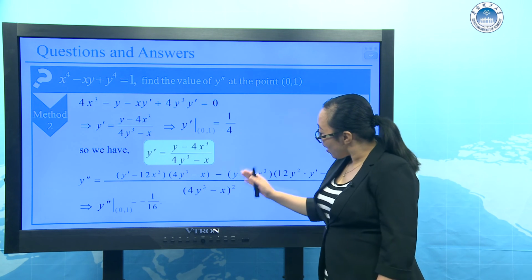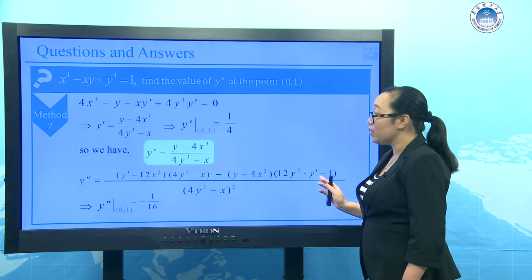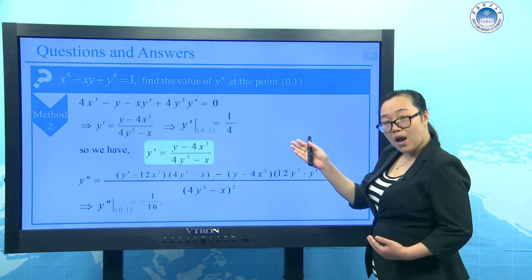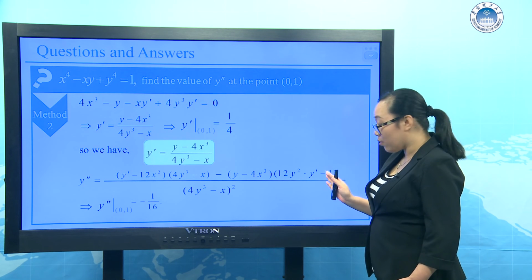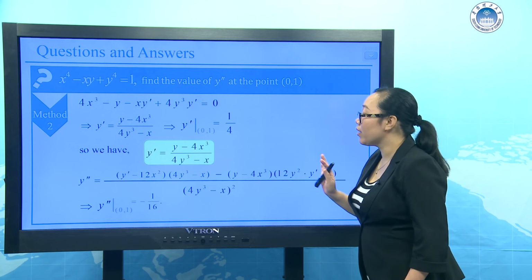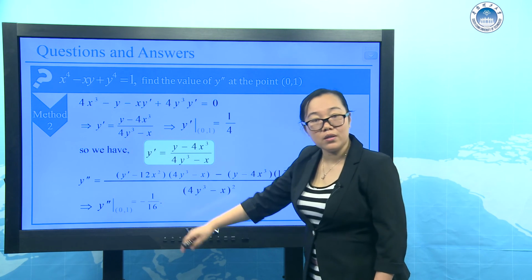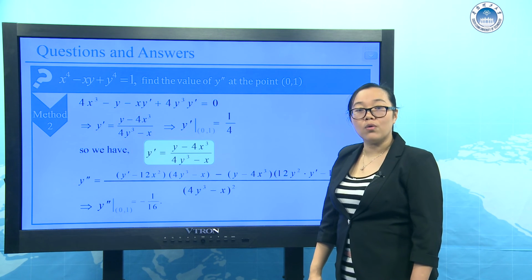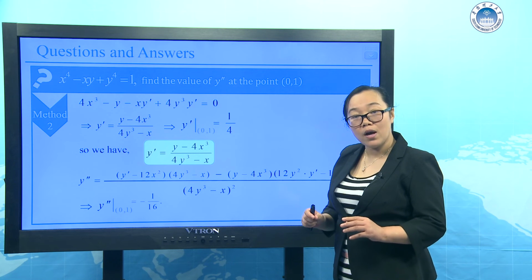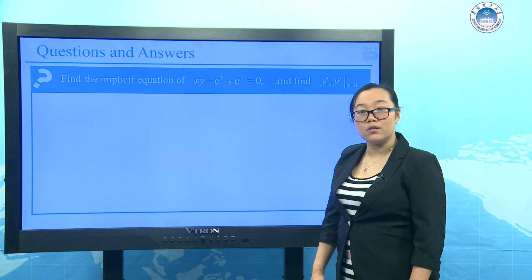In this expression, x equals 0, y equals 1. How about y prime? Yes, this number. X equals 0, y equals 1. At this time, y prime corresponding to the constant equals 1/4. Together, we can get the constant y double prime equals -1/16. Compare the two values of method 1 and method 2. They are the same. So now look at question 3.